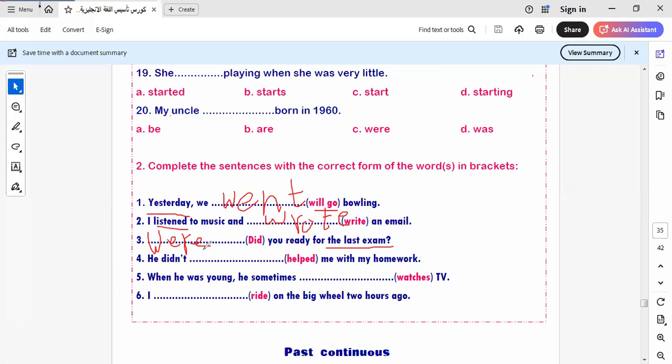He didn't help. So the answer here will be didn't help. Why? Because after didn't the verb must be in the stem form. When he was young, he sometimes watched TV. Sometimes watched. Here it would be 2 hours ago, it would be I wrote.